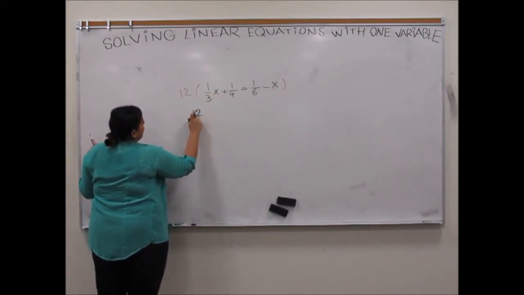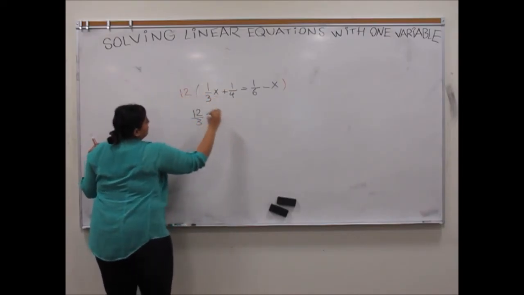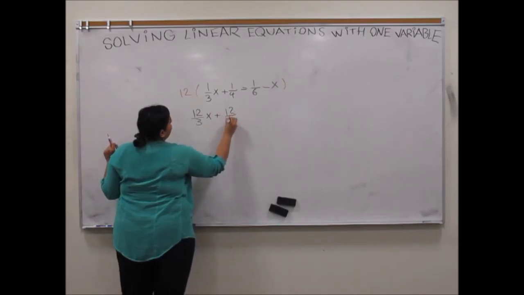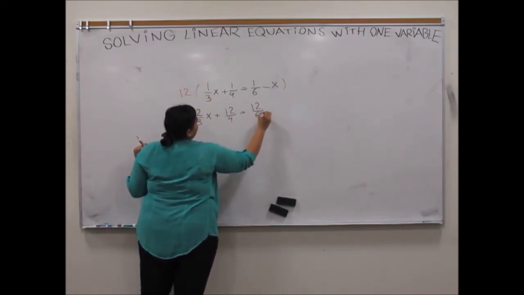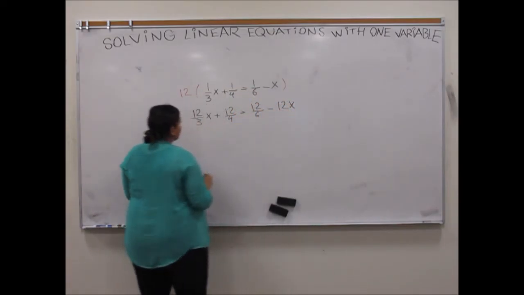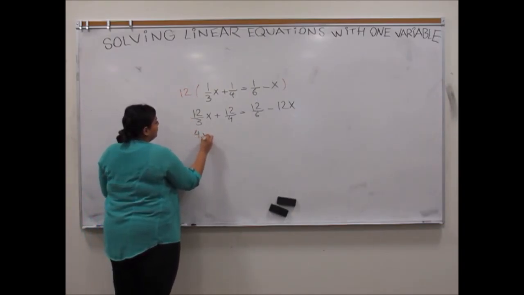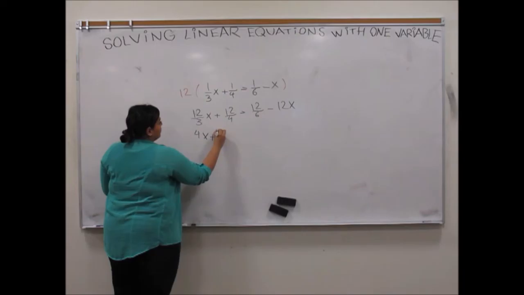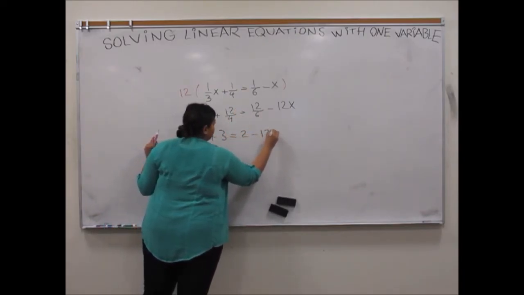I have 12 thirds x plus 12 fourths equals 12 sixths minus 12 times x, which is just 12x. Let's make this simpler. 12 divided by 3 is 4x plus, this is 3, 12 divided by 6 is 2 minus 12x.